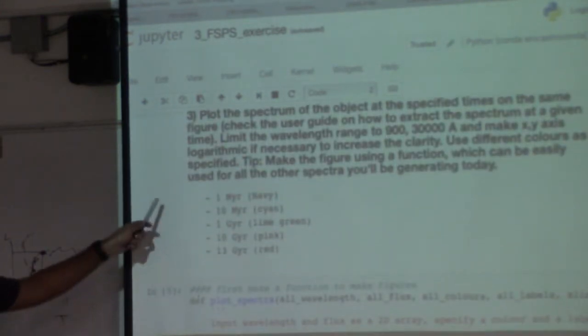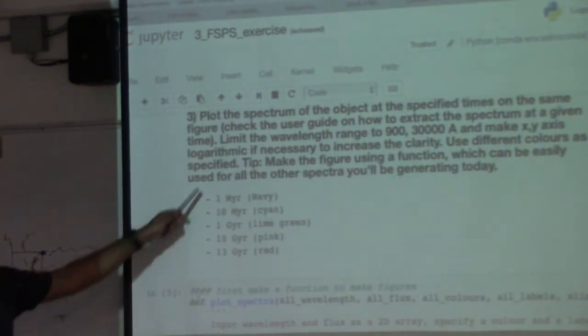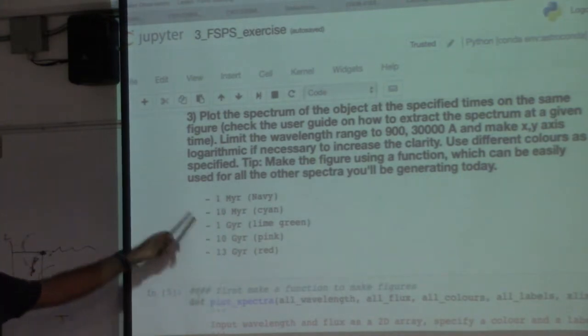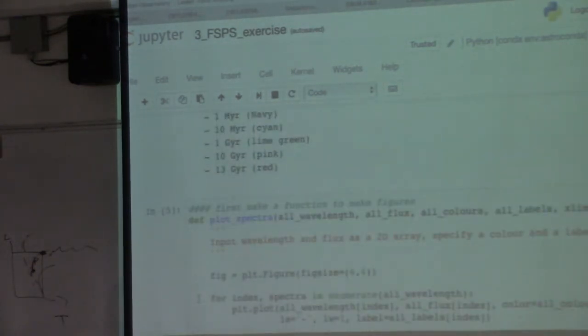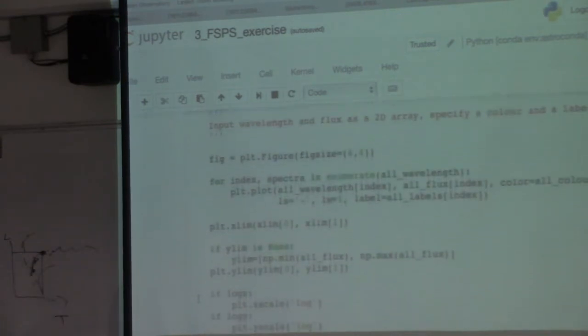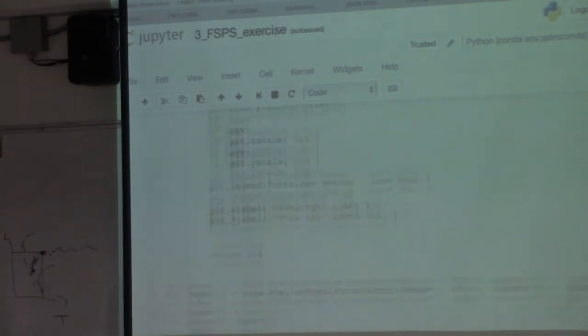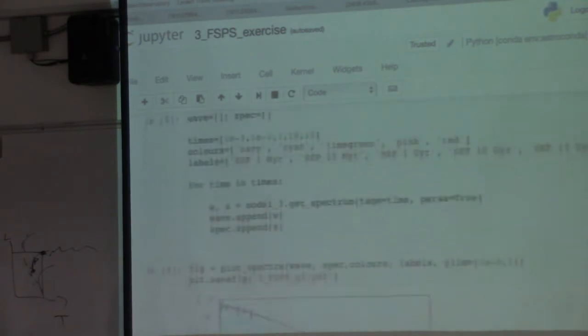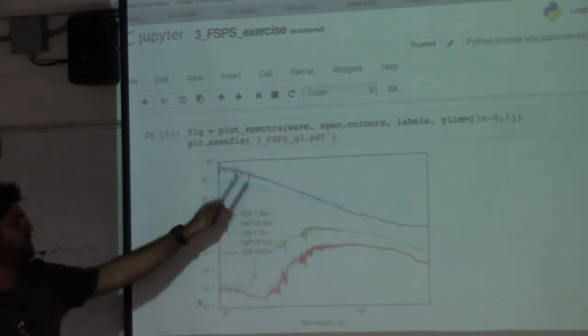Alright, so the next thing was to just make some plots for a single starburst population using these colors. As I told you, it might be easier to write a function quickly to do all the things at once, rather than changing things later on. And I think a lot of people did this. It should look something like this.